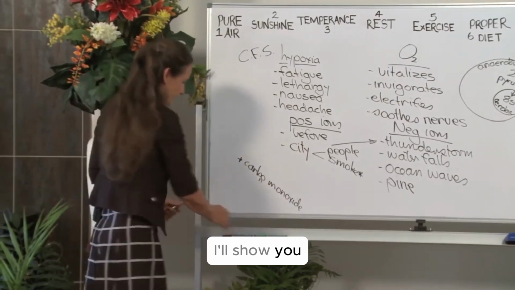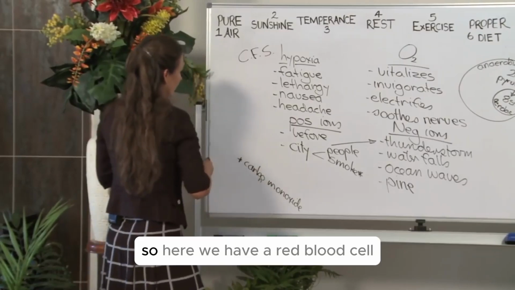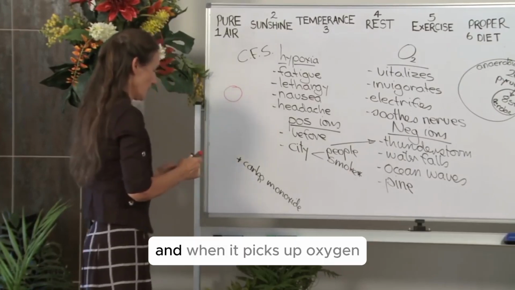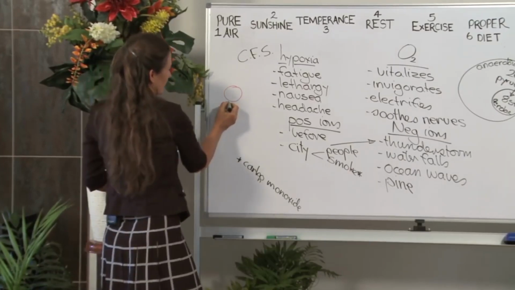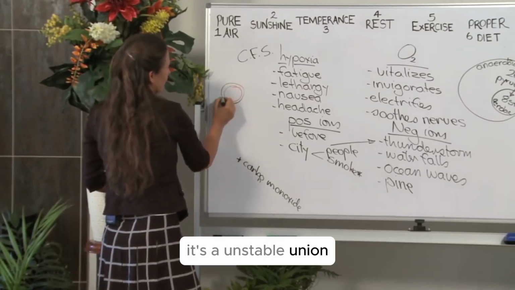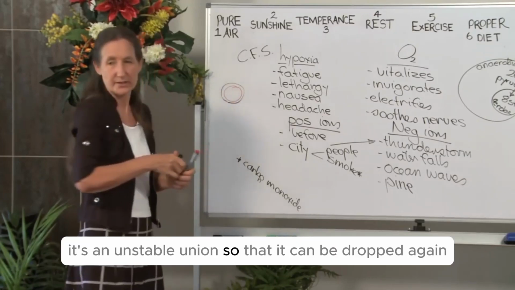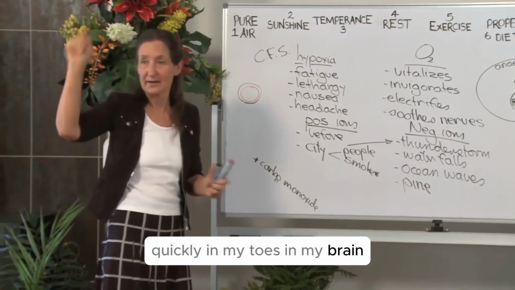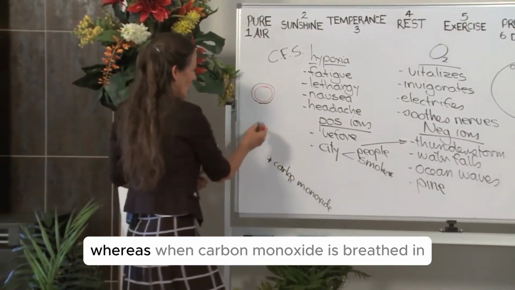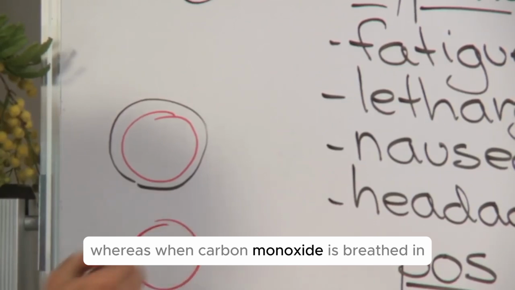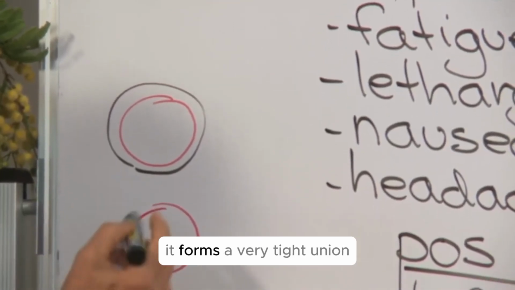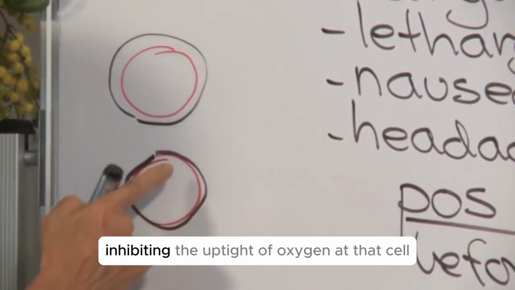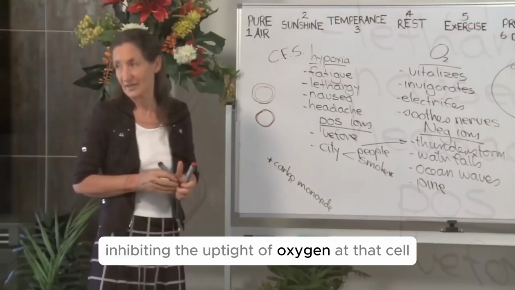I'll show you. So here we have a red blood cell, and when it picks up oxygen, it's an unstable union, so that it can be dropped again quickly in my toes, in my brain, in my pancreas. Whereas when carbon monoxide is breathed in, it forms a very tight union, inhibiting the uptake of oxygen at that cell.